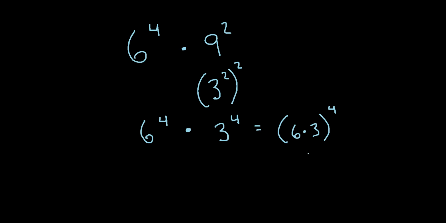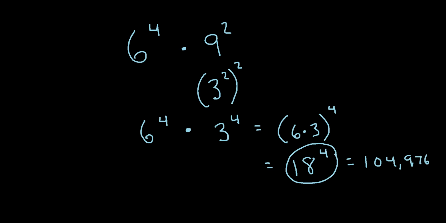So 6 times 3, that's 18. So we can write 18 to the fourth power. So that is our final answer. And if you wanted to, you could punch that into a calculator and you would find that it's equal to 104,976. So you could also write that as your final answer.